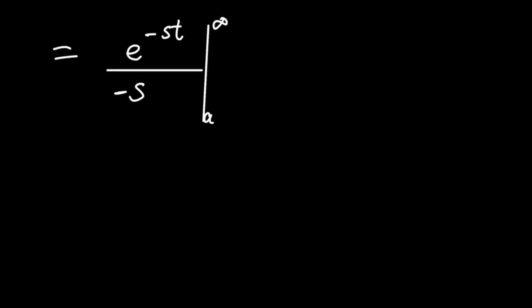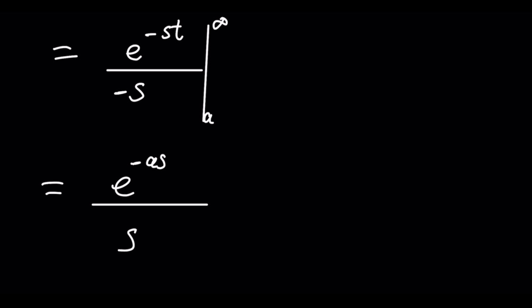When applying the upper limit, we know that e power minus infinity becomes 0. So when we apply the lower limit, that will be the final answer we get. Hence, e power minus as divided by s. Now, the final result is this for the Laplace transformation of the unit step function.